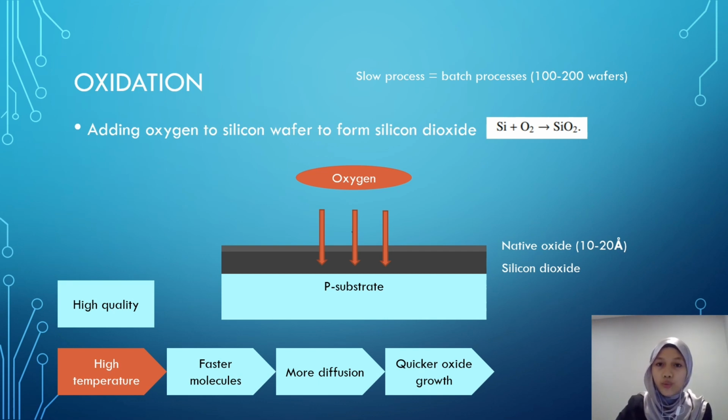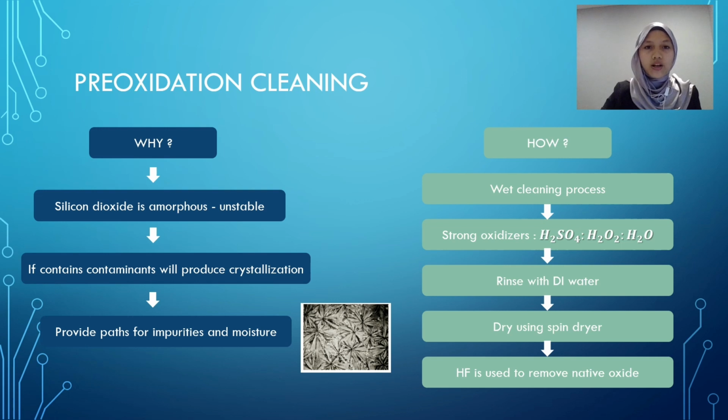Oxidation is a very slow process, so it is done in batch processes with 100 to 200 wafers at a time. Next, pre-oxidation cleaning must be done to avoid crystallization, which can lead to impurities and moisture. It is done through a wet cleaning process by submerging the wafers in strong oxidizers. Afterwards, the wafers are rinsed with DI water and dried using a spin dryer. Hydrofluoric acid is used to remove native oxide.